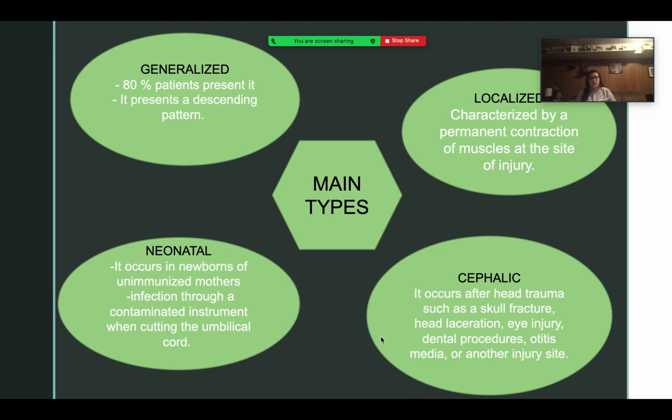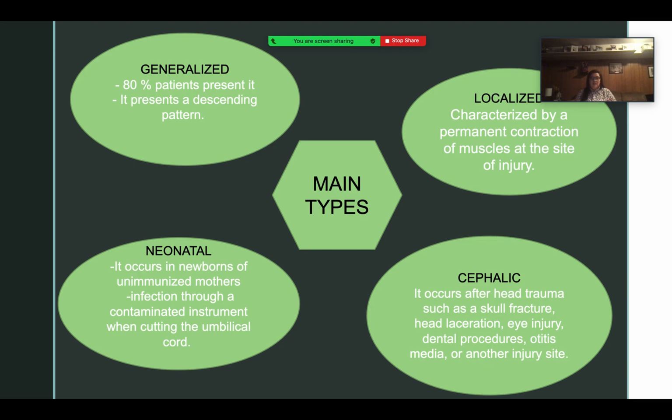The main types of tetanus disease, we're going to have four. The first one is generalized tetanus. It is the most common type, present in 80% of patients. This one usually presents a descending pattern from the jaw and facial muscles that, after 48 hours, descends to the extensor muscles of the limbs.